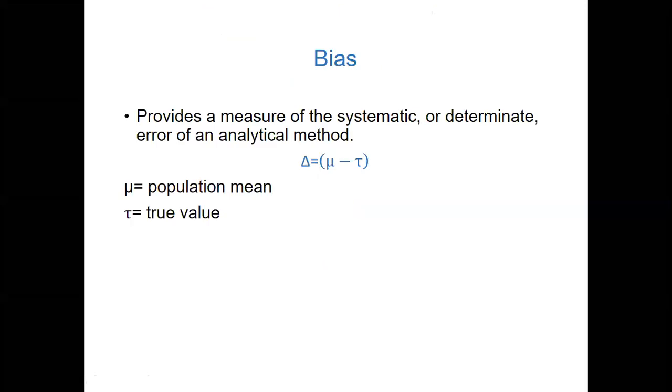And the next one is bias. So this bias provides a measurement of a systematic or determinate error of an analytical method. The bias, this delta is for the bias. Bias can be calculated by taking the difference between the population mean and the true value. So bias can be calculated using this equation, and it provides a measurement of systematic error of an analytical method.